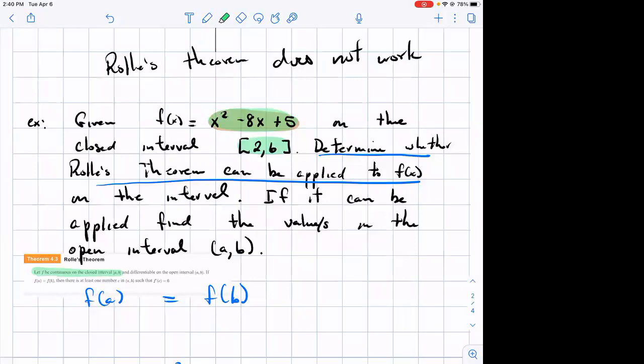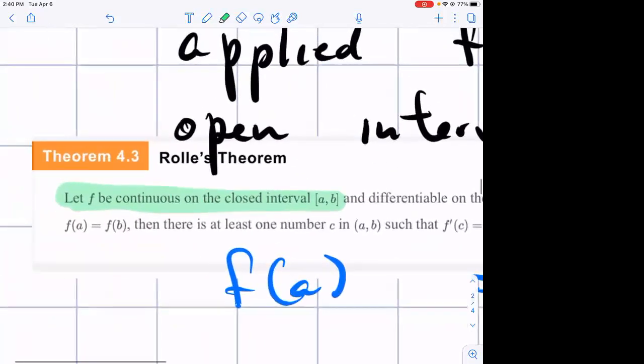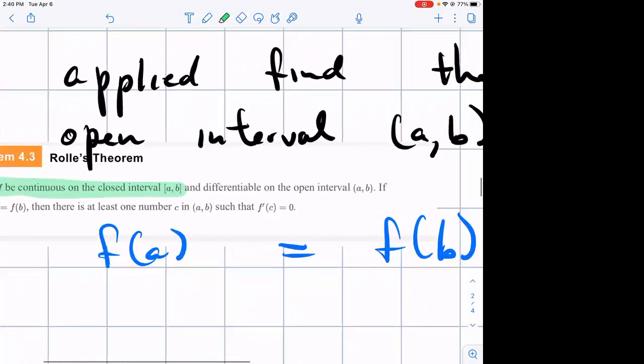And since it's a polynomial, all polynomials are continuous. And it is given, it tells you it's on a closed interval. The closed interval is 2, 6. So the first part of the theorem that I've highlighted there in green has been satisfied. We move on to the next part now. Let's look at the yellow part. Is it differentiable on AB?